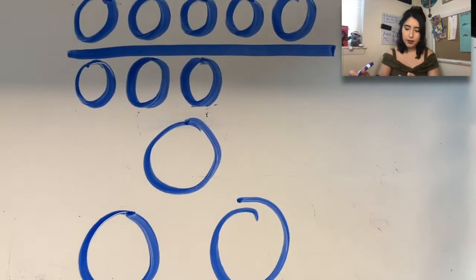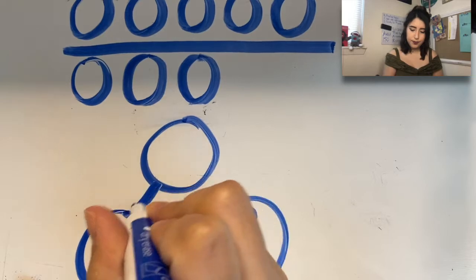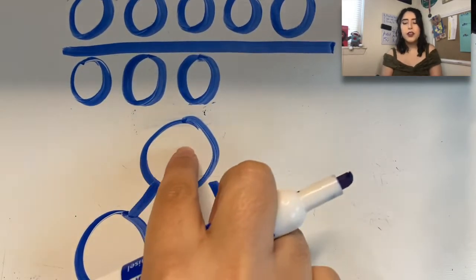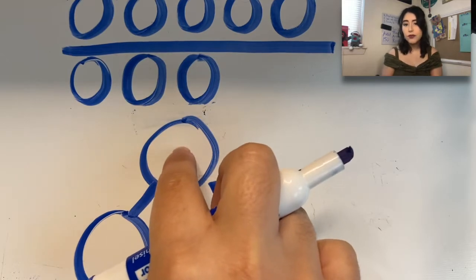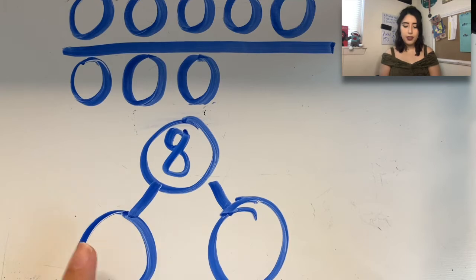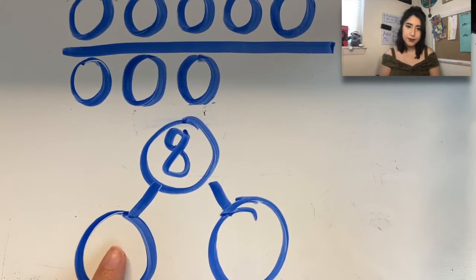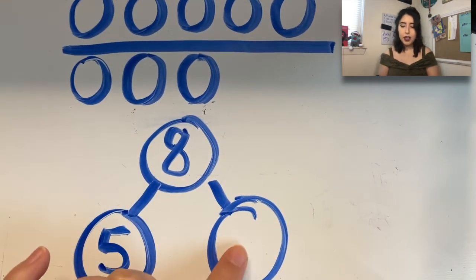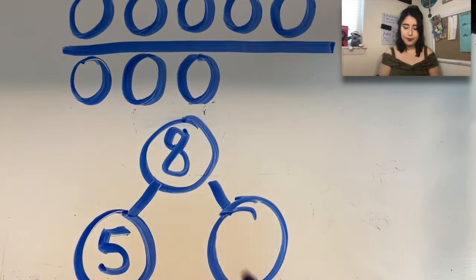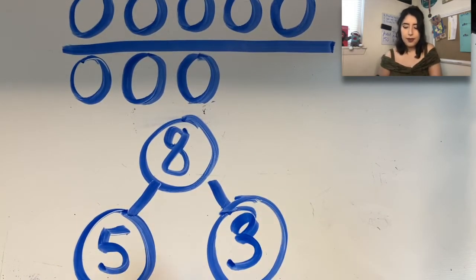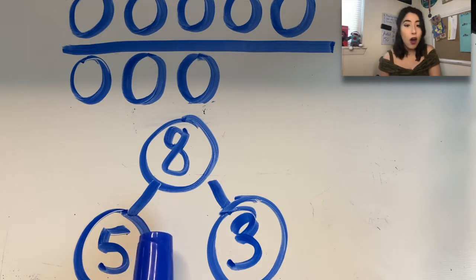Rotate this a little. So what number goes in our hole? 8. And in our parts, how many toy cars did Nassim have? 5. And how many toy cars did Awate have? 3. 5 and 3 make 8. That's all I want you to do.